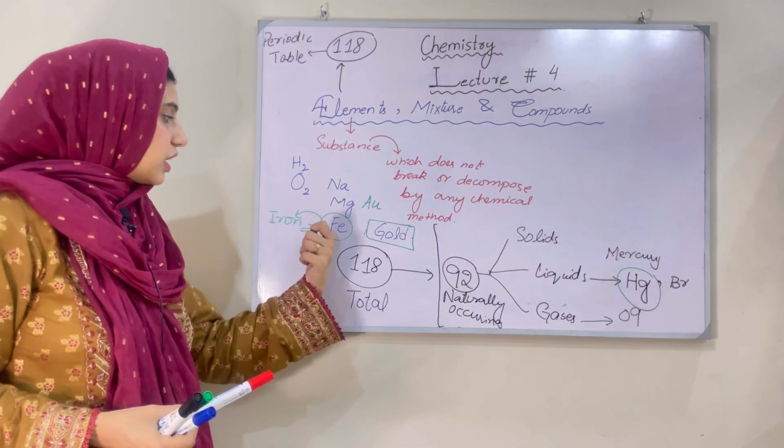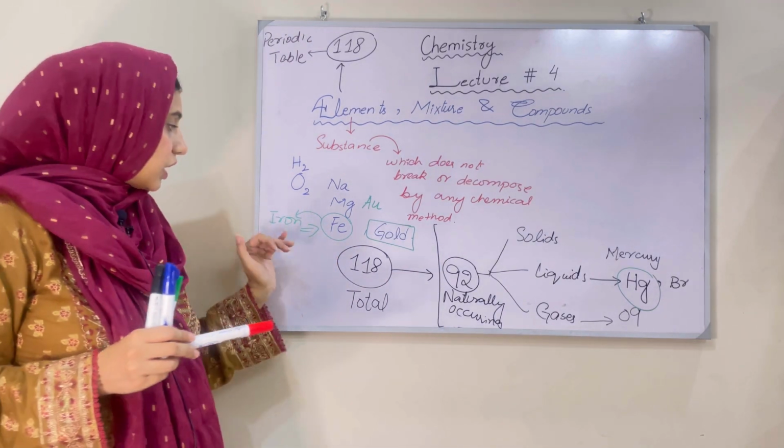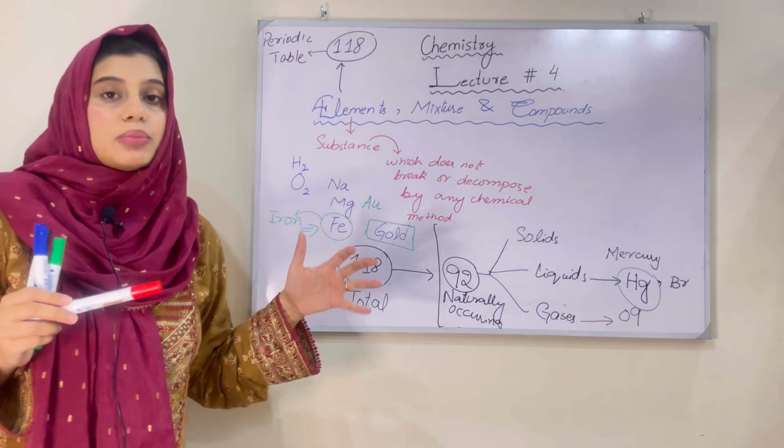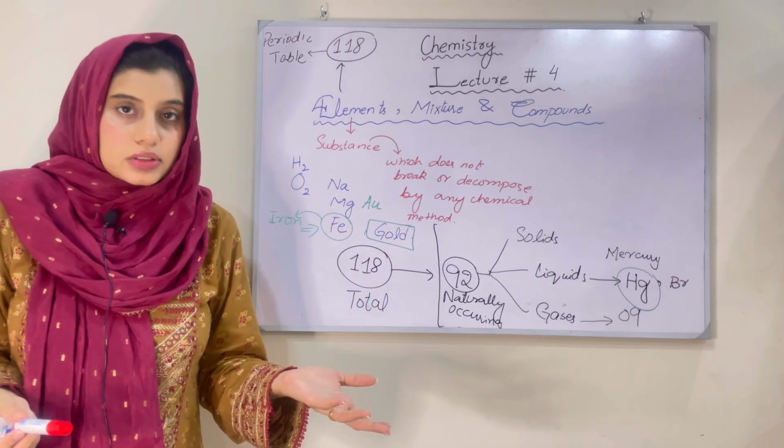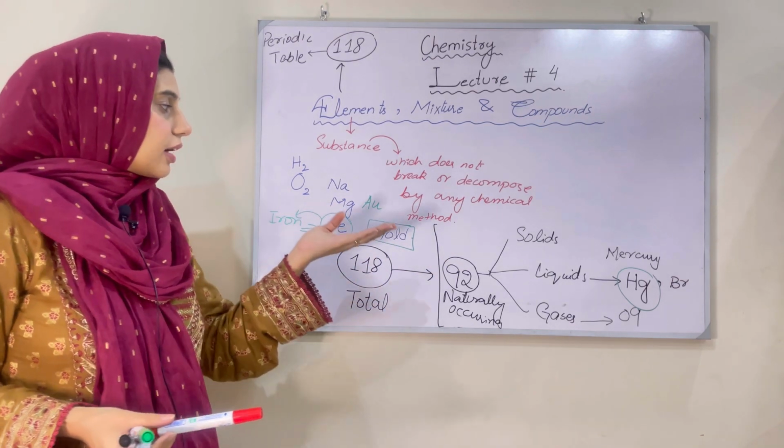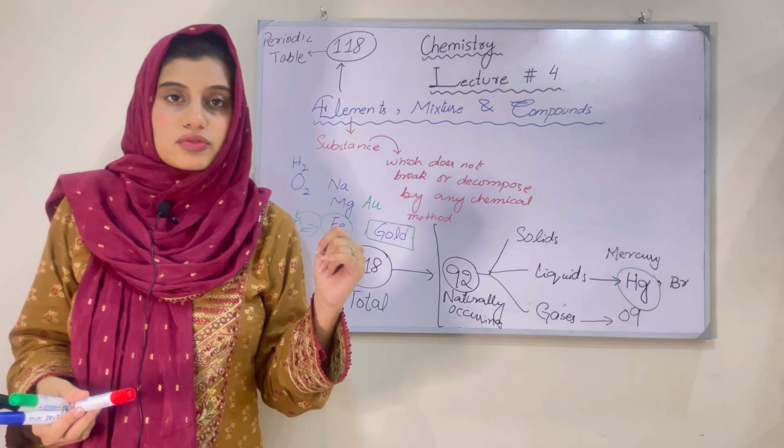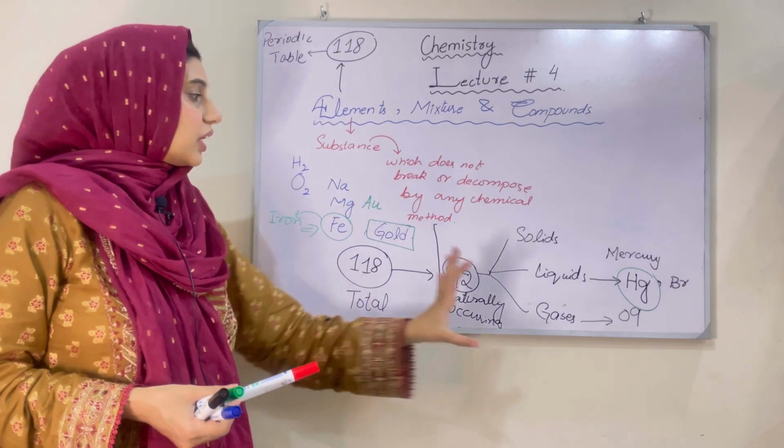We have iron, its name, and we have Fe, its symbol, because in Latin it is known as ferrum. So this is how symbols and names of elements are different from each other. I hope till now it is clear to you.